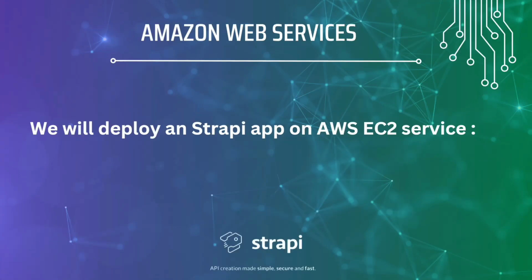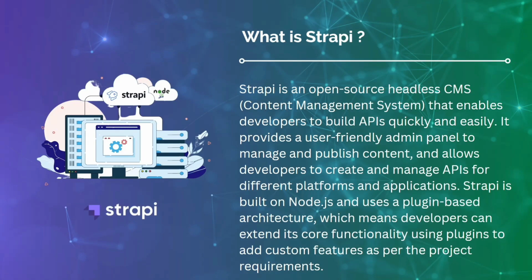In this video, we will deploy a Strapi app on AWS EC2 service. But before that, let's see what is Strapi. Strapi is an open source headless CMS, content management system, that enables developers to build APIs quickly and easily. It provides a user-friendly admin panel to manage and publish content and allows developers to create and manage APIs for different platforms and applications. Strapi is built on Node.js and uses plugin-based architecture, which means developers can extend its core functionality using plugins and add custom features as per the project requirements.